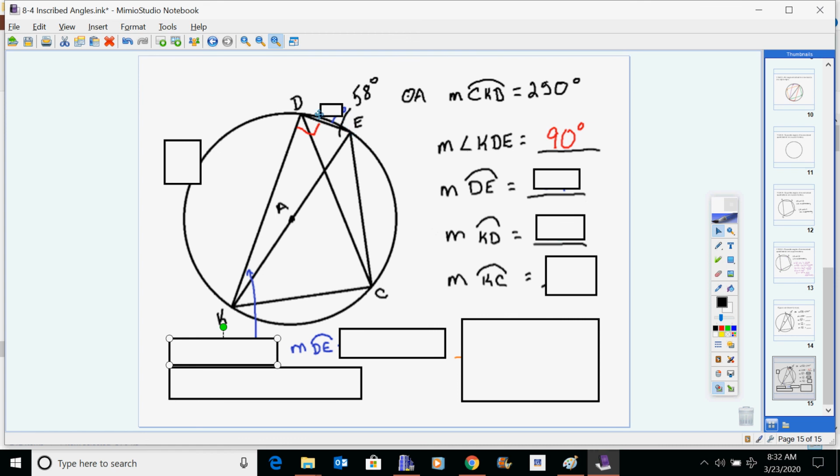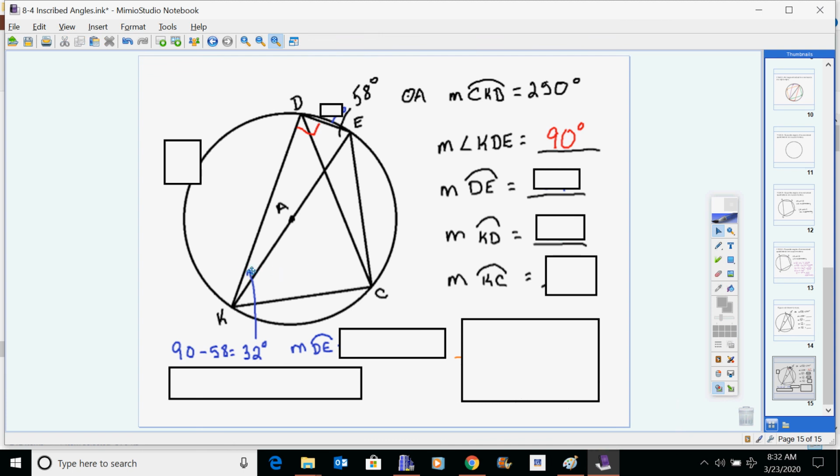Arc DE, well, we know that this is 58 degrees. We know that it's a right triangle. So what that tells us is that between this angle, angle DEK, and angle DKE is going to have to make 180 altogether, but these 2 together have to make 90. So you can just take 90 minus 58 to find out that this angle here is 32.